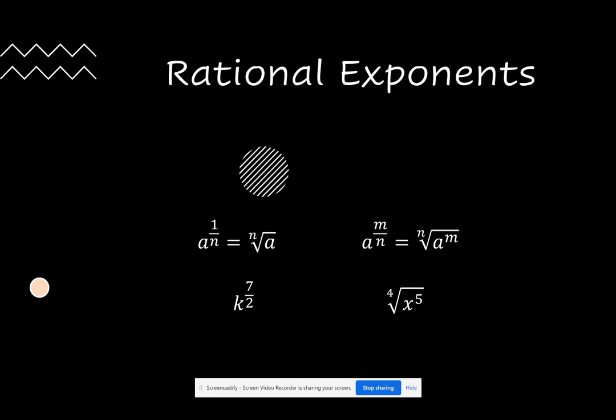So k to the 7 over 2, you can rewrite it. The bottom number is your index, so it's the square root of k, and it's raised to the power up top. And then this one, we could rewrite it as a rational exponent. So it's x, your index is in the denominator, and whatever it's raised to is in the numerator.